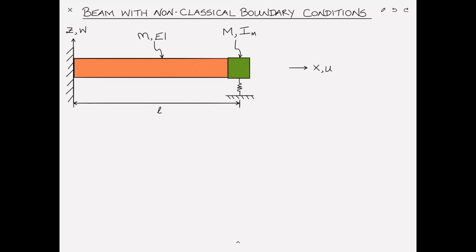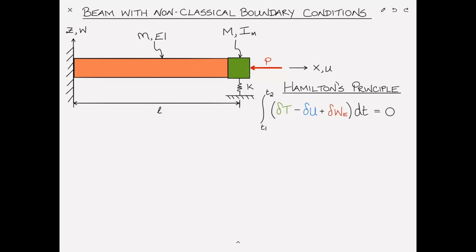The spring has a stiffness of K, and for good measure we'll add a compressive load at the tip, which we'll call P. Notice that P is in the negative x direction. Okay, so as always, we start off by writing out Hamilton's principle that the integral from t1 to t2 of del T minus del U plus del W sub e dt is equal to 0. That's equation 1. So first, let's find the expression for the kinetic energy, T, and we'll adhere to our color coding and do this in green.